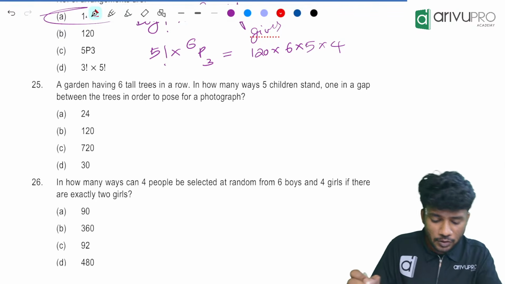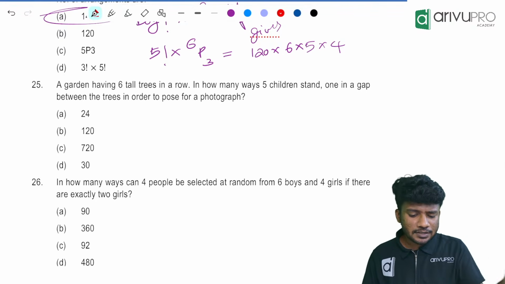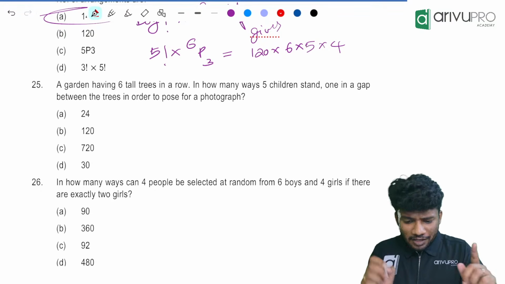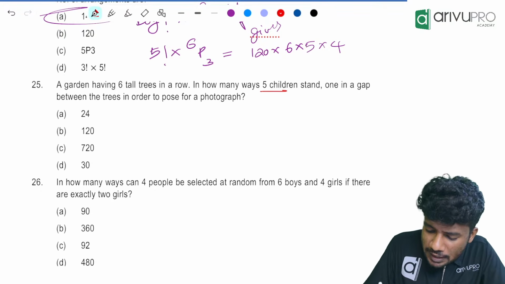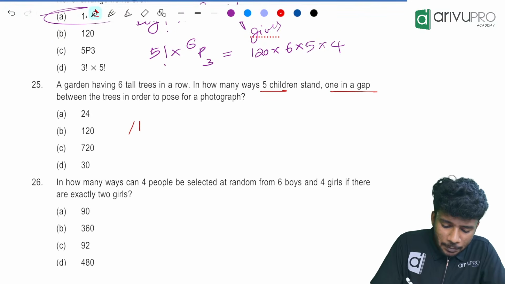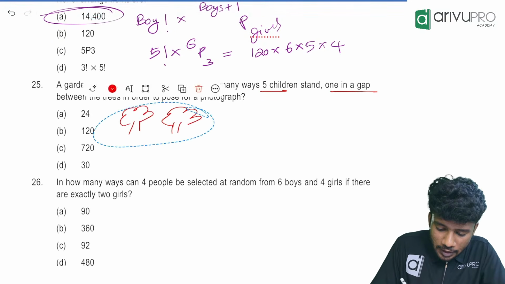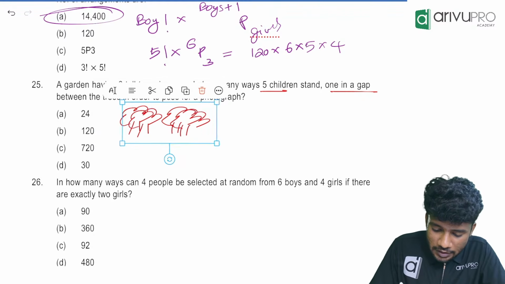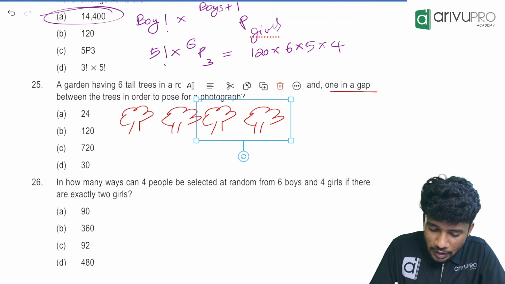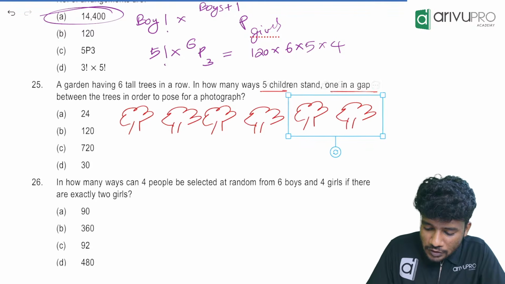Now looking at the next question. A garden is having 6 trees in a row. In how many ways can 5 children stand, one in each gap? How many trees are there? 1, 2, 3, 4, 6 trees are there in total.